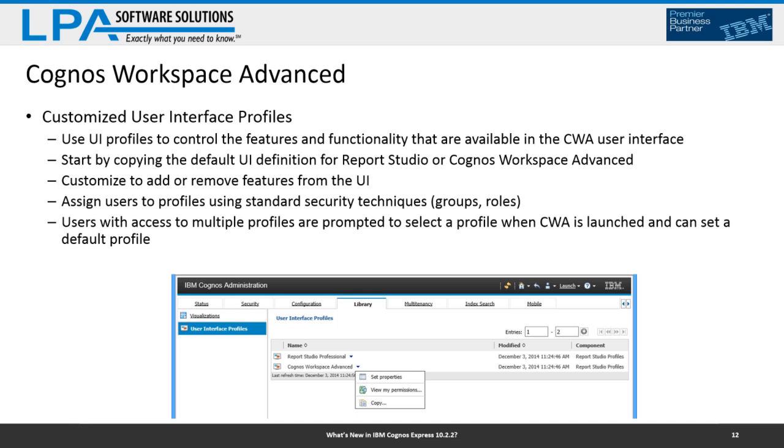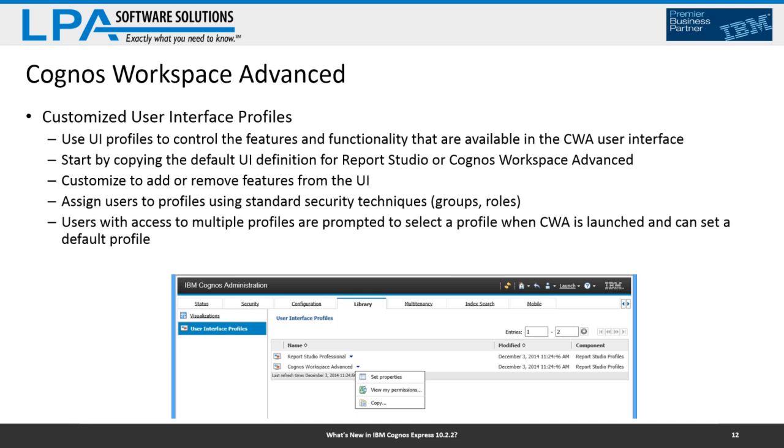But the notion here is that they come out of the box with a certain pre-configured set of functions. What you have in your toolbox in CWA is less than what you have in your toolbox in Report Studio. Report Studio has the notion of Query Explorer. Cognos Workspace Advanced does not. You can stick with the exact same interface that you have for CWA and Report Studio, or you can leverage this new functionality that allows you to create custom interfaces for those two tools.